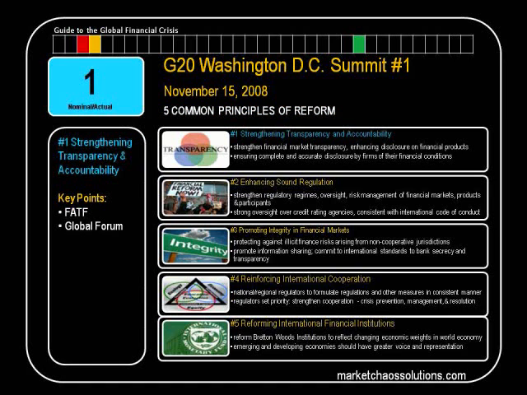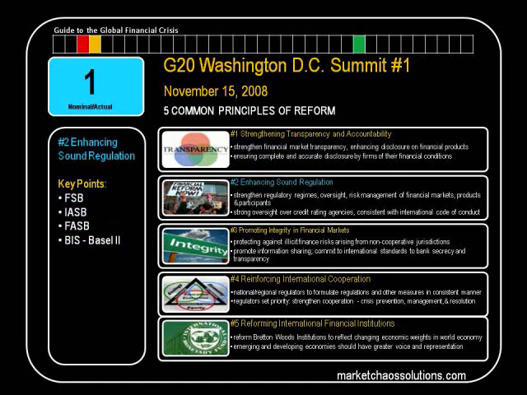Strengthening transparency and accountability. Strengthen financial market transparency, enhancing disclosure on financial products, ensuring complete and accurate disclosure by firms of their financial conditions. 2 organizations mandated by G8: Financial Action Task Force, and the Global Forum on Tax Transparency and Exchange of Information, also referred to as the Global Forum.